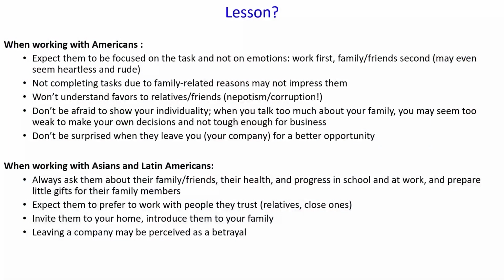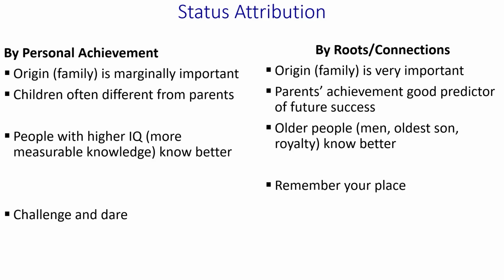Another dimension is, and that's not from Hofstadter, that's from Trompenaars. Fons Trompenaars, another Dutch scientist and consultant. So that's so-called status attribution. So who has more status? Well, in some cultures, like for example in the West, the status is attributed by achievement.